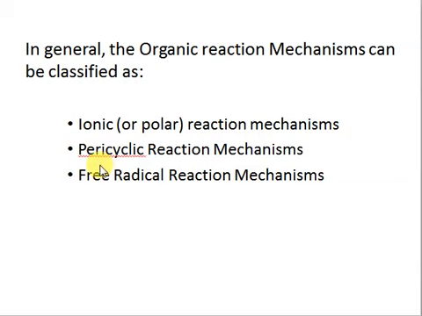So we have ionic reaction mechanisms, which are also known as polar reaction mechanisms. The important thing is that these involve formation of a carbocation and carbanion, and involve heterolytic bond cleavage. In case of free radical mechanisms, they involve formation of free radicals, and involve homolytic bond cleavage, right? In this lecture, we will be concerned only with the ionic reaction mechanism.